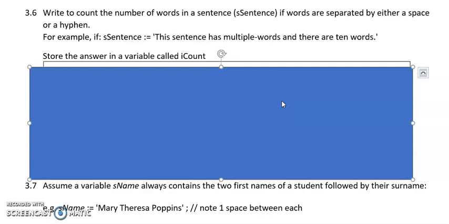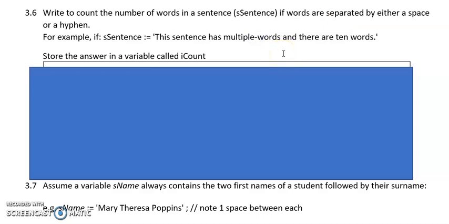And it can be quite complicated to determine how many words there are in a sentence, although it might be obvious to us as human beings. Sometimes there might be commas and this and that, and it's actually quite difficult to specify, although as human beings we do it very easily. So the definition for this particular example is that a word is something separated by a space or a hyphen. So this and sentence are two words, and multiple dash words are two words.